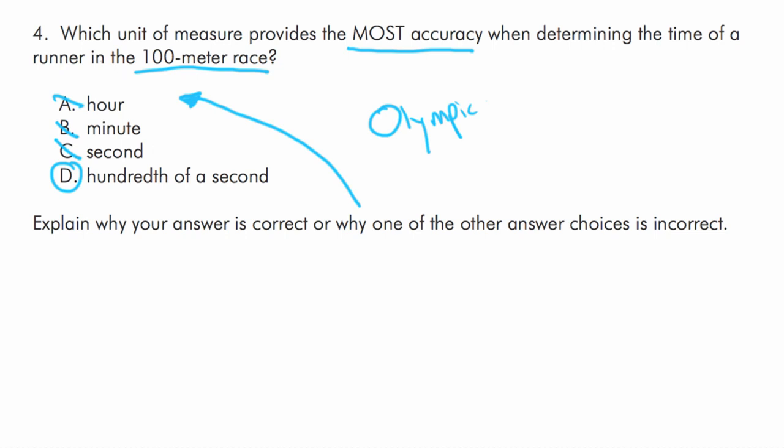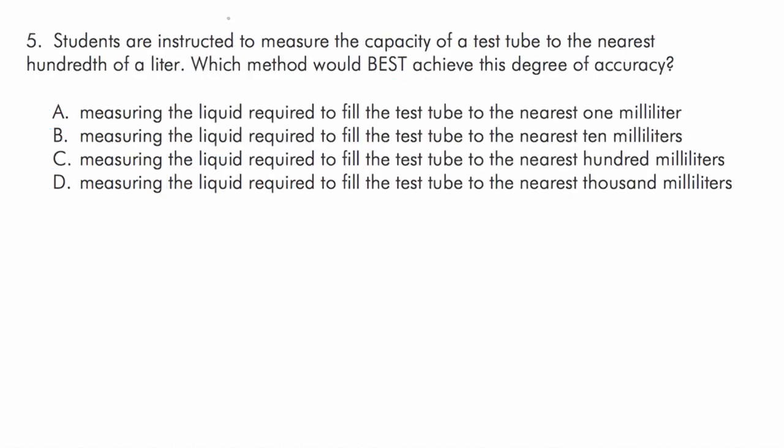Number 5 says students are instructed to measure the capacity of a test tube. So test tube, I'm thinking about one of these little vials that has some liquid in it. And maybe it's in the cc's or maybe it's in something else. To the nearest 100th of a liter. Okay, so it's actually not going to be in cc's. It's going to be in liters. Which method would best achieve this degree of accuracy? A, measuring the liquid required to fill to the nearest 1 milliliter.